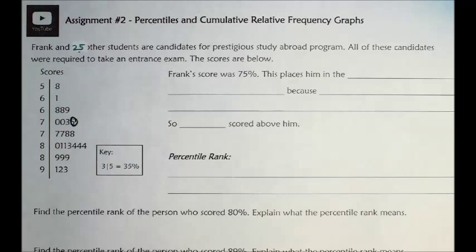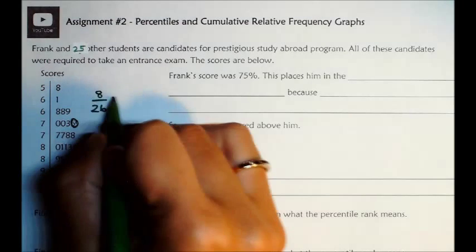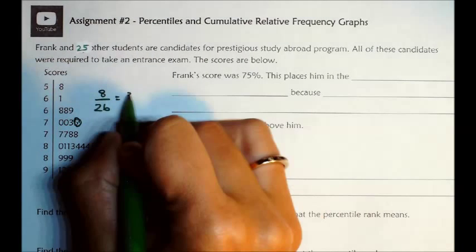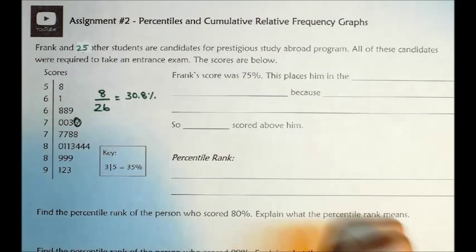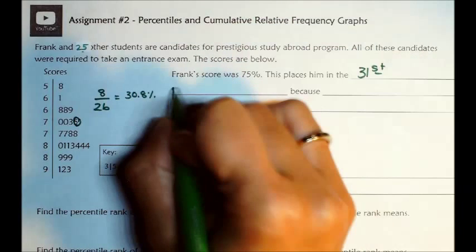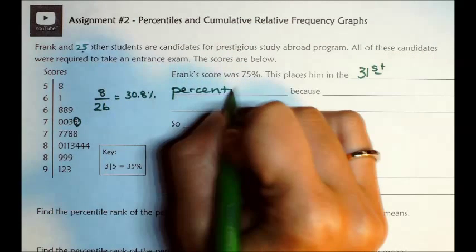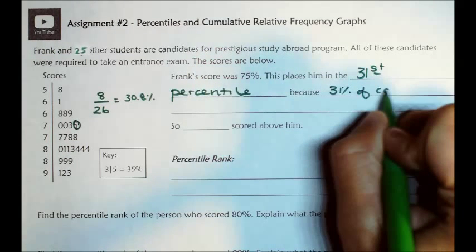So right here, there are 8 people out of 26 that scored below him. That is 30.8% of other candidates scored below Frank's score. This places him in the 31st percentile. That is because 31% of candidates scored below him.